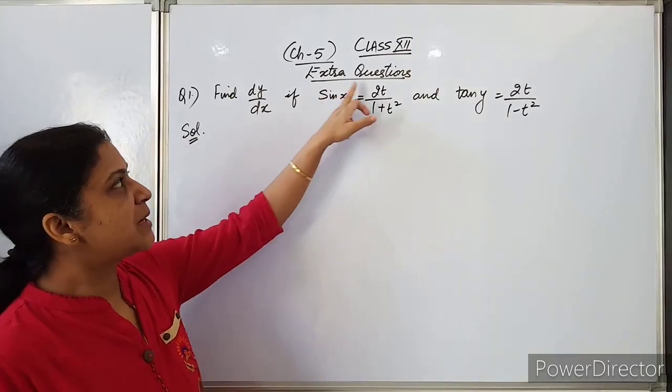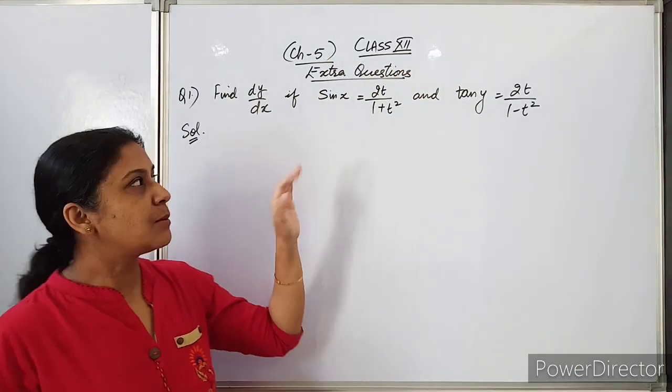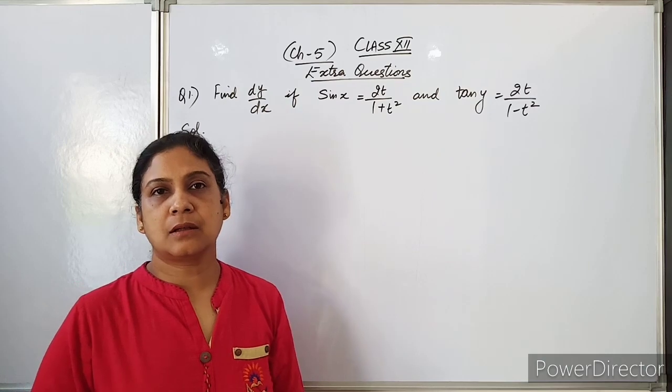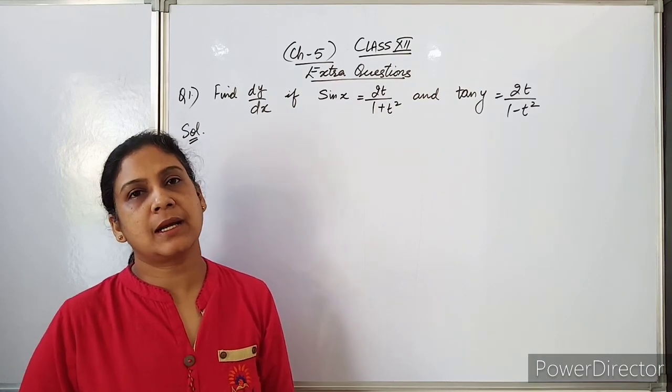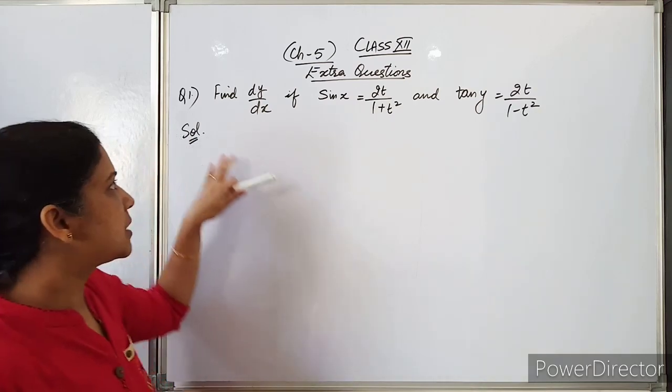Today we are going to take up some extra questions of chapter 5 differentiation for class 12th. Some of these questions have already appeared in previous year's board exams and some are higher order thinking skills questions. So let's start with the very first question.